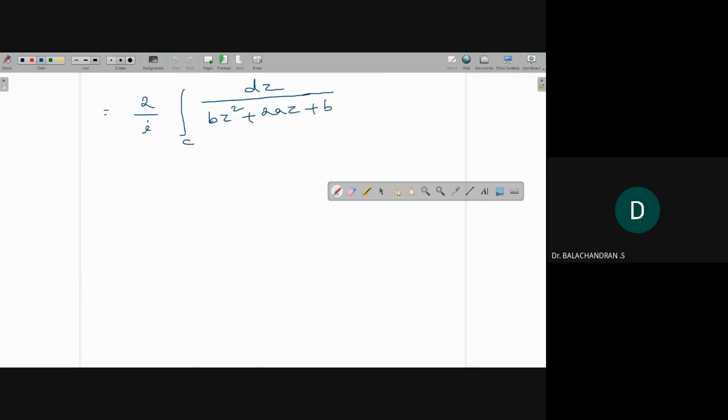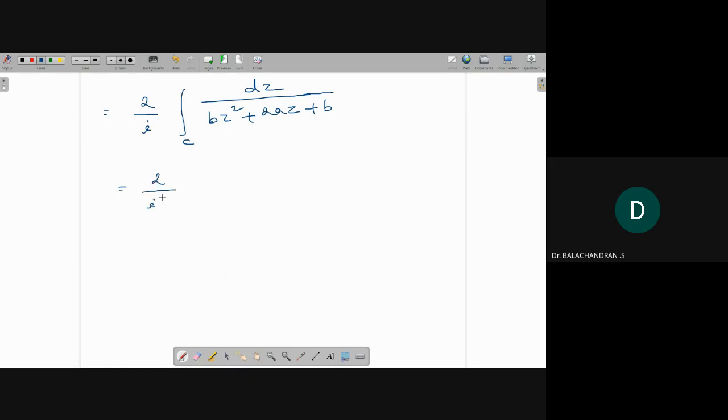Okay, so now you can take f of z as 1 by b z square plus 2a z plus b as it is, or otherwise you can make the coefficient of z square 1. You can take b also common, so 2 by ib integral over C dz by z square plus 2a divided by b into z plus 1. Actually, this is I. So I equal to 2 by ib, you can write like this also, integral of f of z dz, where f of z equal to what? You call this 2.